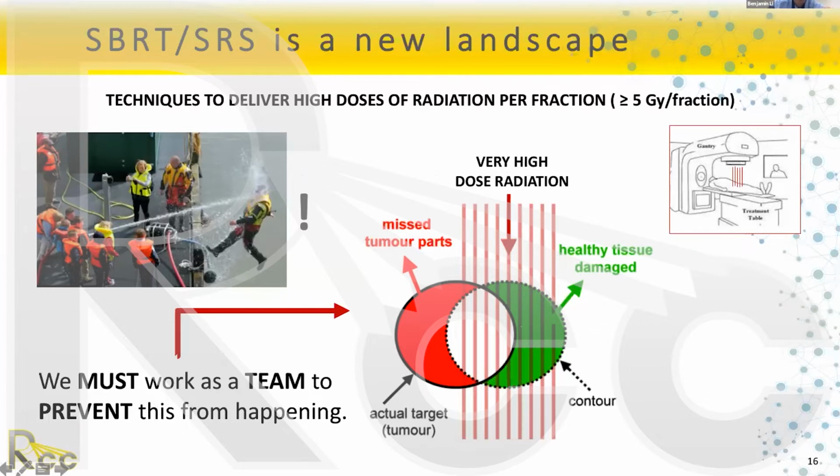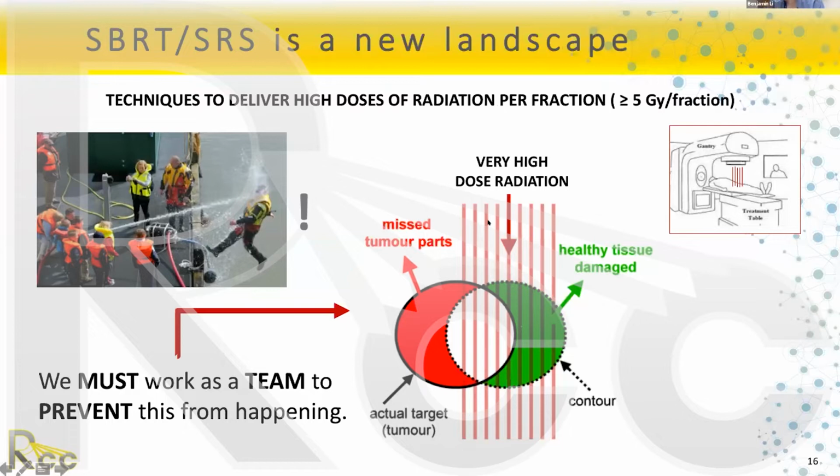We're dealing with very powerful radiation, and we want to make sure we're not missing the target and accidentally hitting an OAR. Why is this so important? With a very high dose of radiation, it's kind of like with great power comes great responsibility. And the way that we draw the targets, we're very, very tight, very, very picky. And so there's not a lot of room for error.